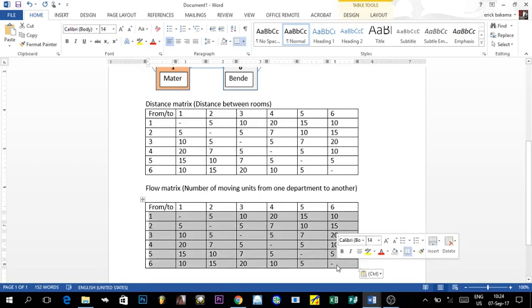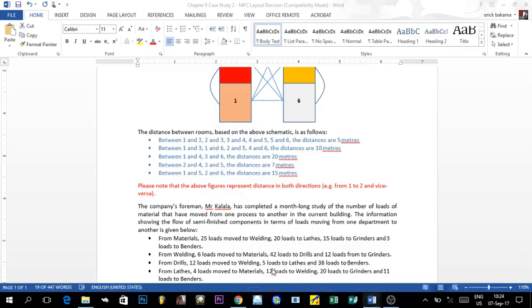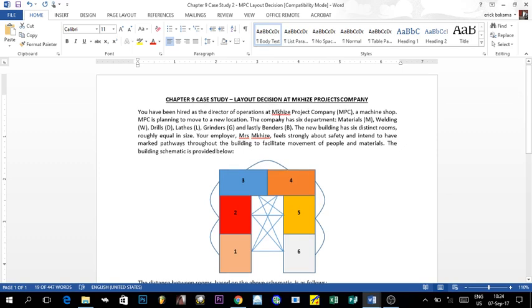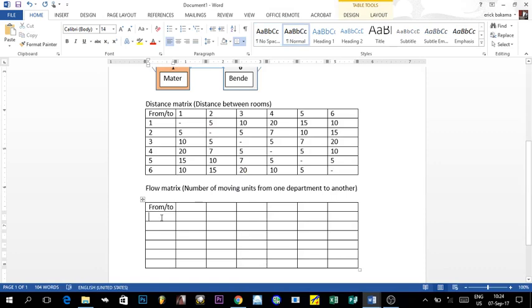But now we have 6 departments, according to what is said, and these 6 departments are given already at the beginning here. These are the 6 departments: the material, the welding, and the benders. So the first one is material. After material, we have drills, lathe, and so on. So in one, we have material.